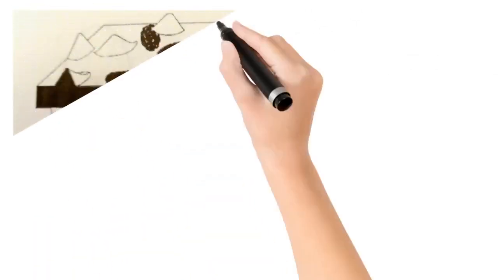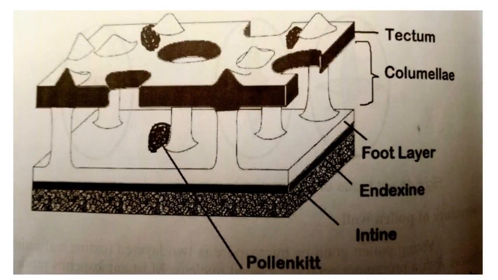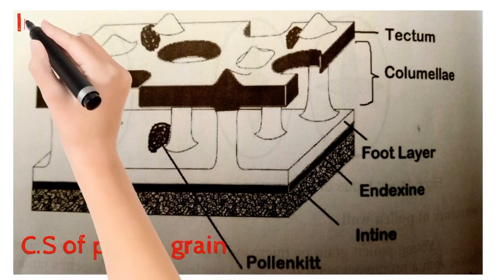Now it's a diagram of the cross-section of pollen, which may be a sure 4-mark question in your exam. So be careful to learn this diagram completely.